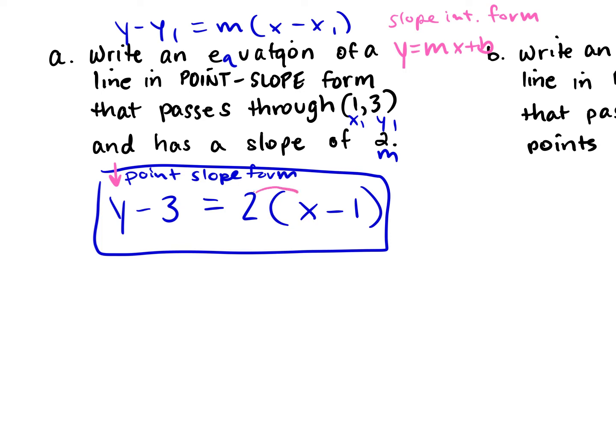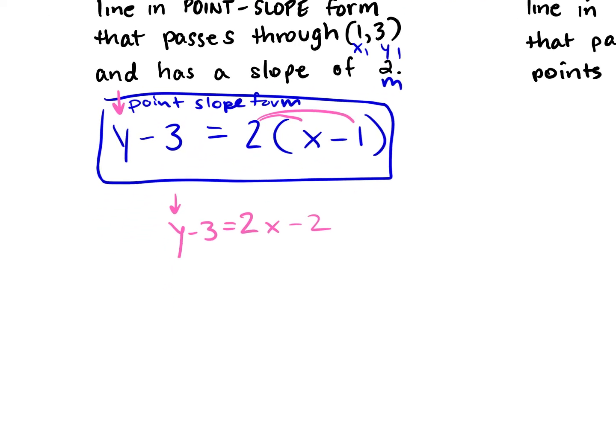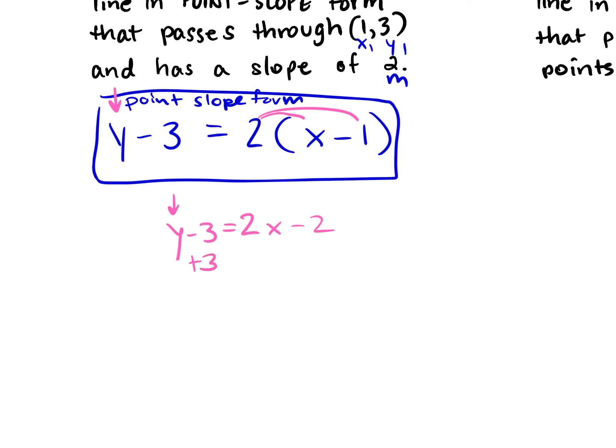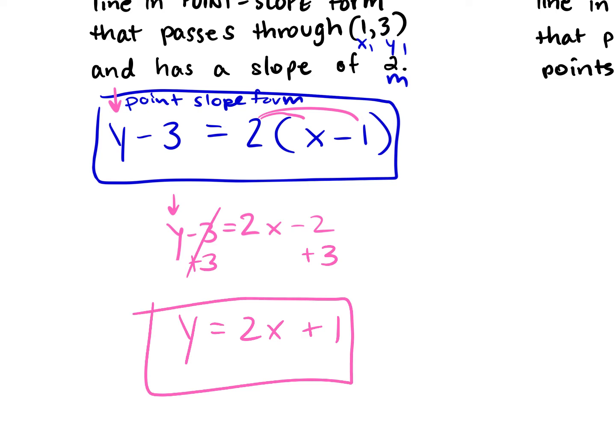So I need to distribute the 2. So that would be 2x minus 2. And again, I want to solve for y, so I have to move that 3 to the other side. So I'm going to add 3. So y equals 2x plus 1. So that would be my slope-intercept form.